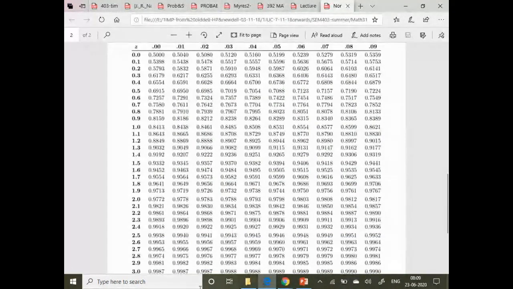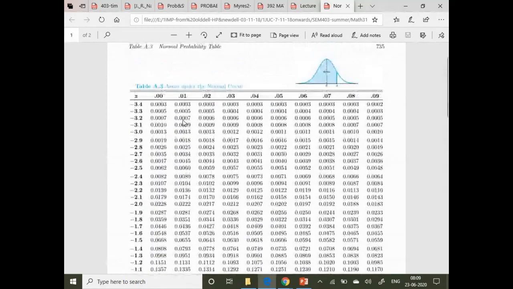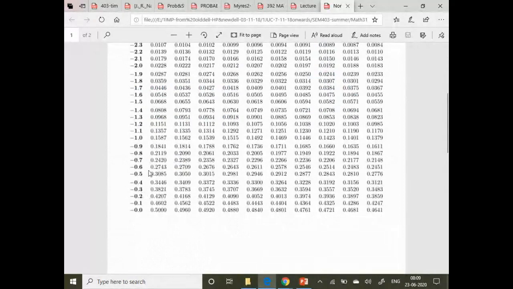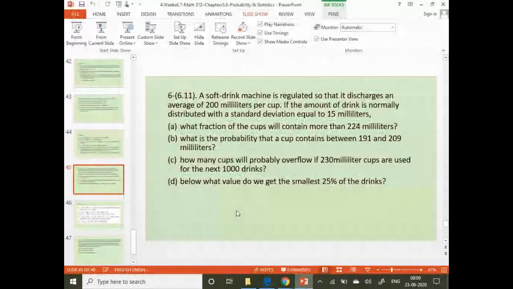For positive 0.6, the answer is 0.7257, isn't it? This is here. For negative 0.6, the area is 0.2743, and the difference should be found. That is the difference.